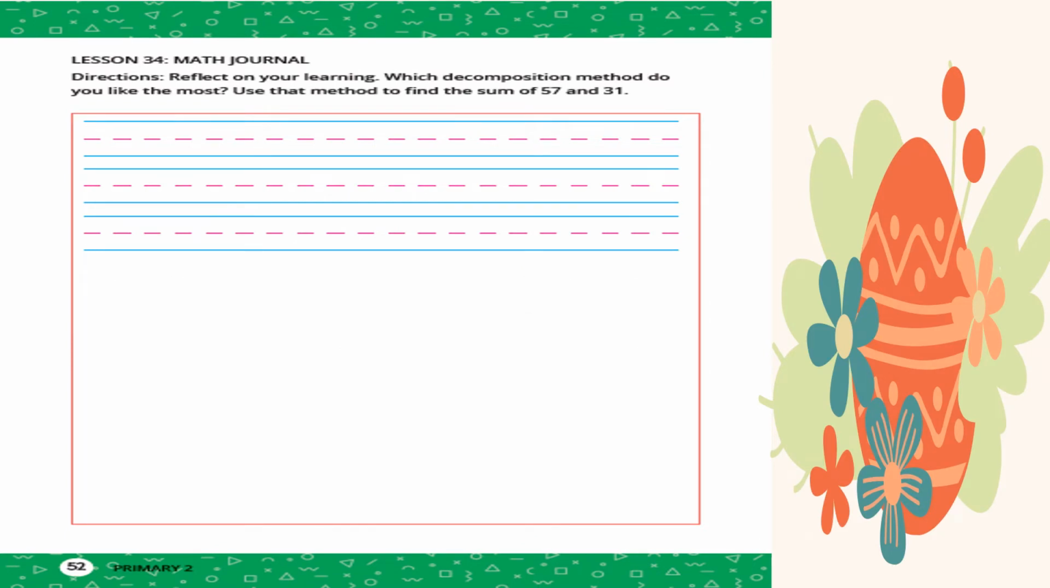Let's move to math journal. Reflect on your learning, which decomposition method do you like the most? Use that method to find the sum of 57 and 31. I like decomposing by place value. 57 plus 31. Ones with ones. 7 plus 1 equals 8. 5 plus 3, after 5, 6, 7, 8.